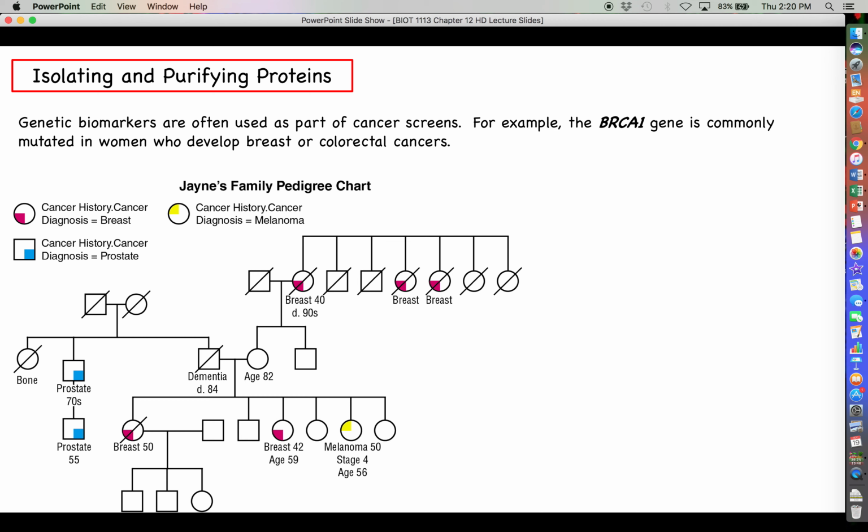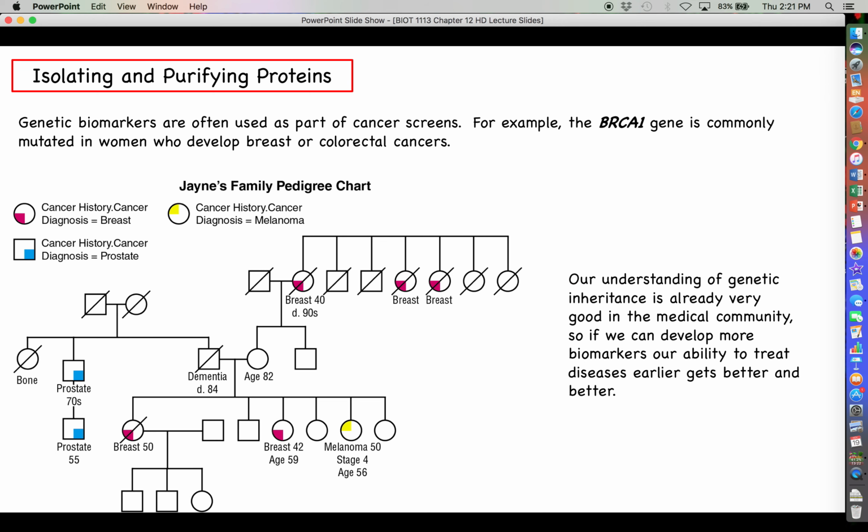So for a pedigree chart like this, we would obviously want to, for say a woman that has a history of breast cancer in her family, we might want to subject her to a genetic screening for the BRCA1 gene to determine what exactly her risk is for developing breast or colorectal cancer herself. So once again, she can be counseled in the right way, so she can know what she can expect, and she at that point would know maybe she needs to have mammograms done on a more frequent basis.